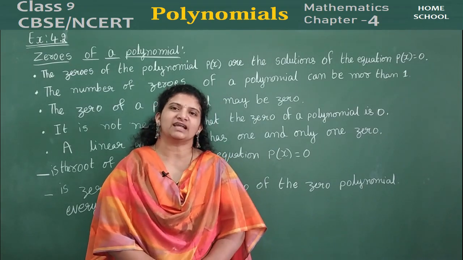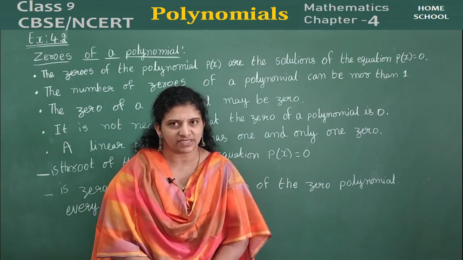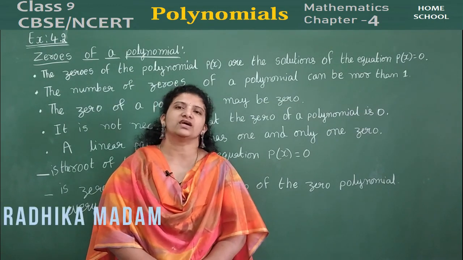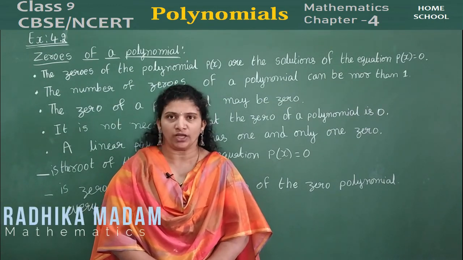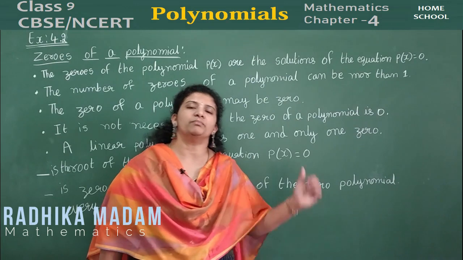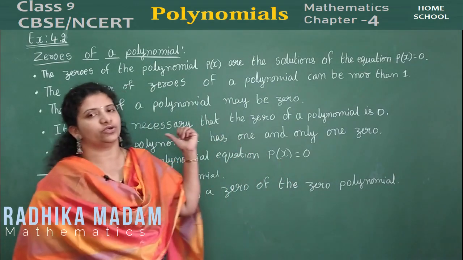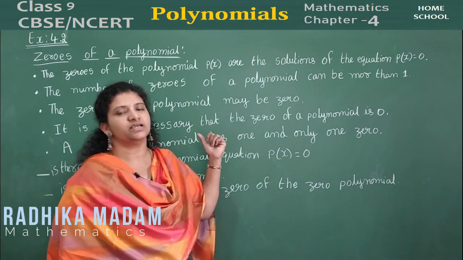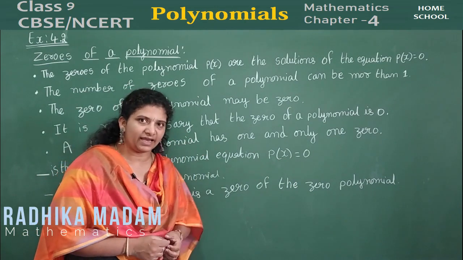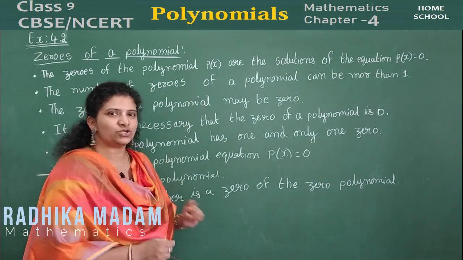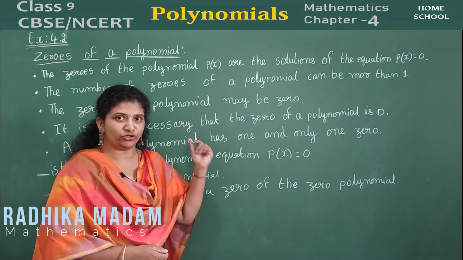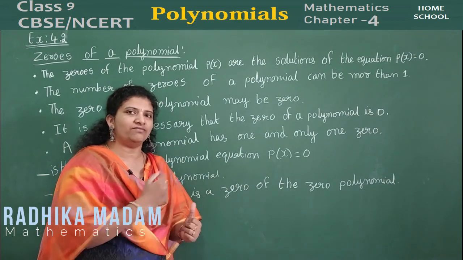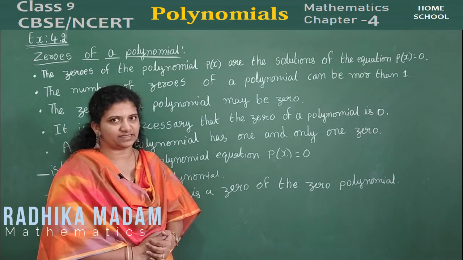This is your class 9 mathematics NCERT or CBSE board, and this is your fourth chapter, that is polynomials. We have completed our first exercise. We are going to start with your second exercise. Before we start our second exercise, some points you can see here. Okay, we are going to discuss these and then we are going to start your next exercise.